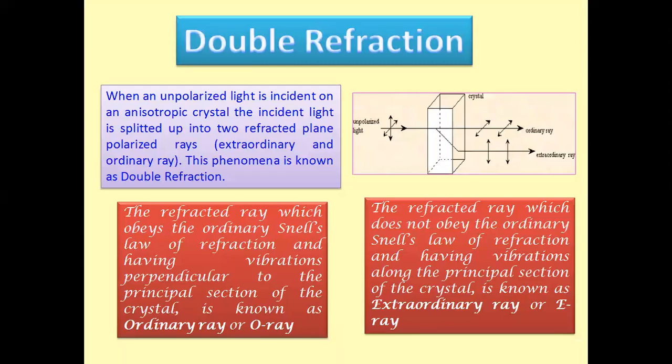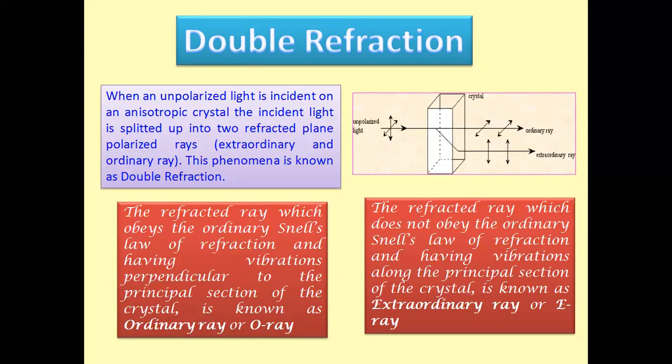Now, we discuss double refraction. When an unpolarized light is incident on an anisotropic crystal, the incident light is split up into two refracted plane polarized rays. One is the extraordinary ray, known as the E ray, and the other is the ordinary ray, the O ray. This phenomenon is known as double refraction.